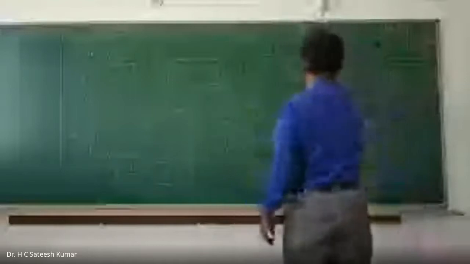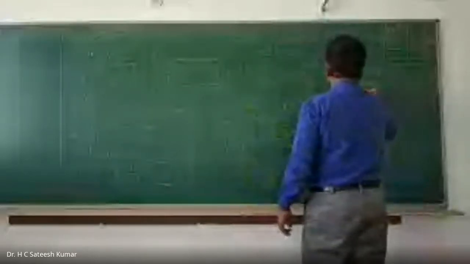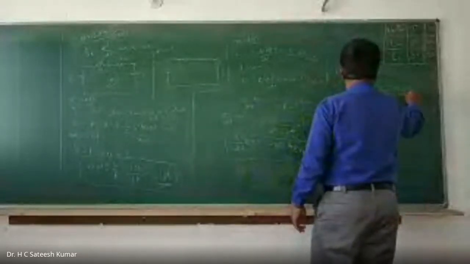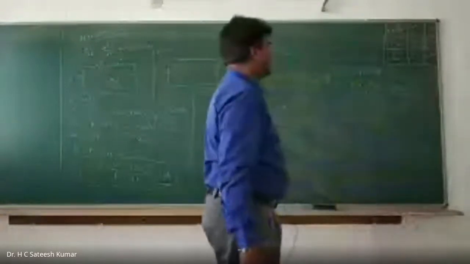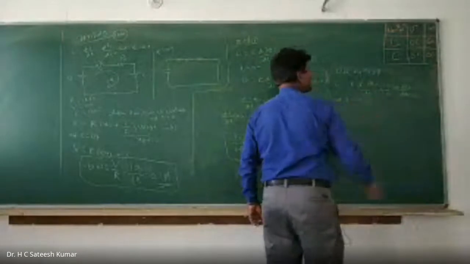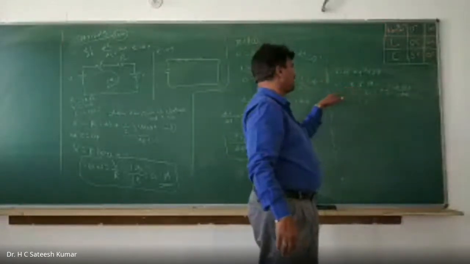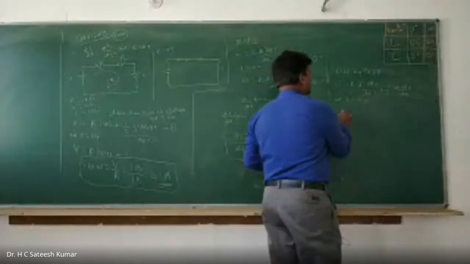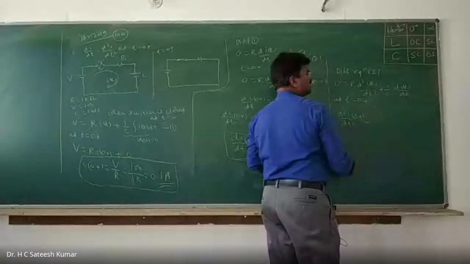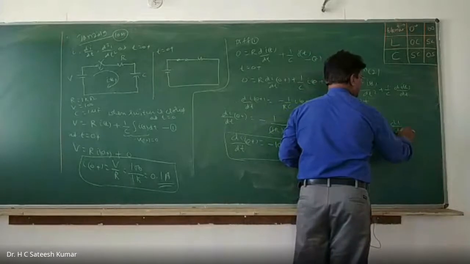What will you get? 0 is equal to r into d squared i of t divided by dt square plus 1 by c into di of t divided by dt. So therefore, at t is equal to 0 plus, you transfer this to the left hand side and take this to the denominator. What will you get? d squared i divided by dt square at t is equal to 0 plus is equal to minus 1 by RC into di by dt at 0 plus.